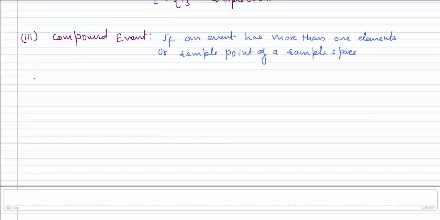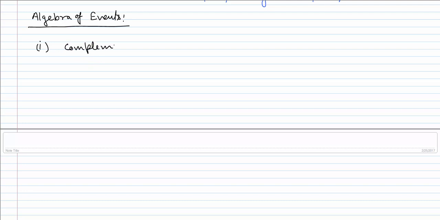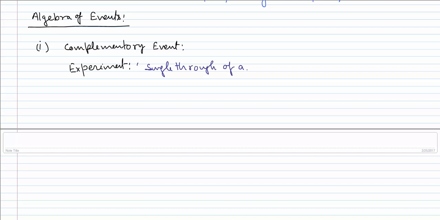Let us move on to another topic, that is algebra of events. First we have complementary event. What is it? Let's have an experiment: a single throw of a die. This is our experiment. So the sample space regarding the same is S = {1, 2, 3, 4, 5, 6}.